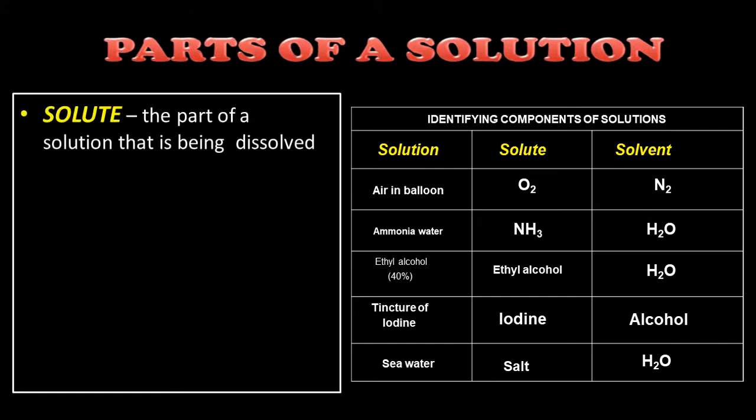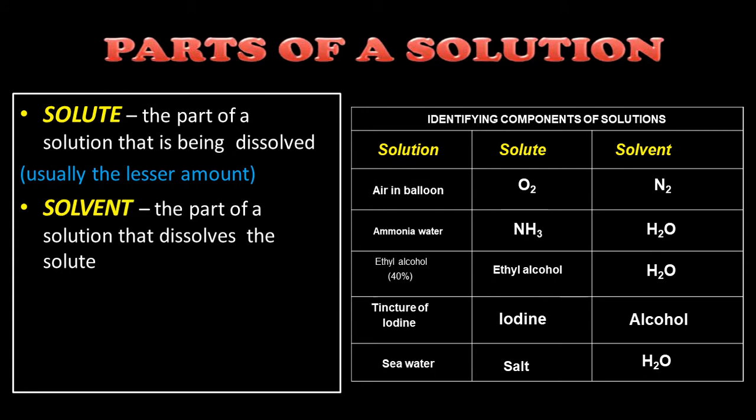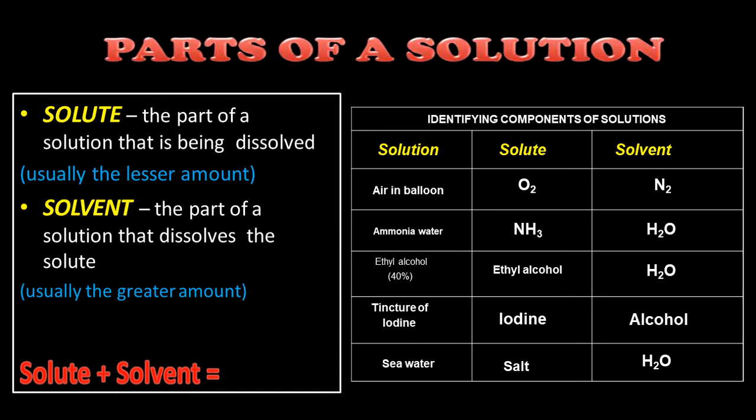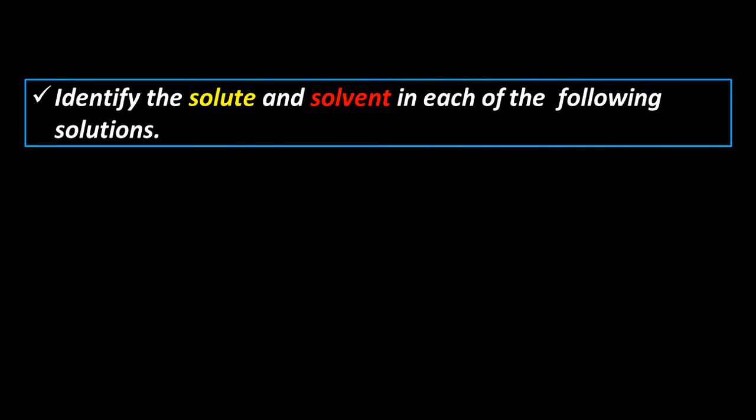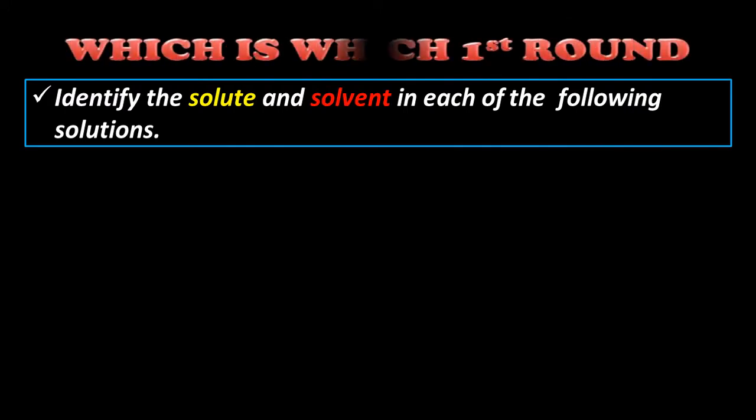So the solute is the part of a solution that is being dissolved, usually the lesser amount, and the solvent is the part of the solution that dissolves the solute, usually the greater amount. So solute and solvent will form what? A solution. Identify solute and solvent in each of the following.